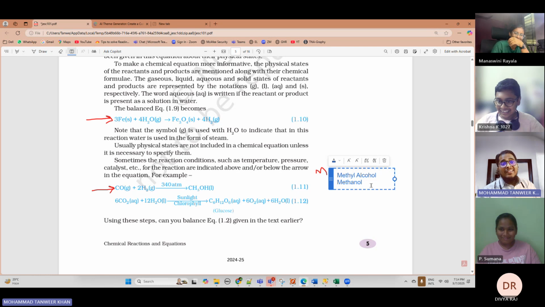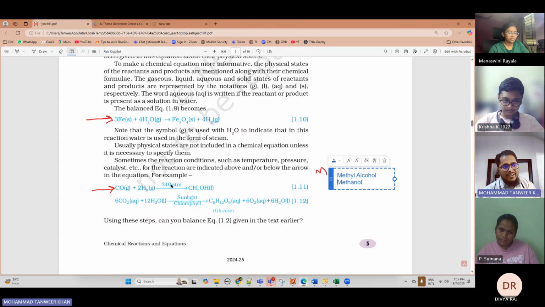I'm talking about methyl alcohol. Okay, this is CH3OH. What is the name of this? Methyl alcohol. It is sweet or toxic? Toxic, sir. Should we take it daily? No, sir. Oh, this is toxic. Okay, good.